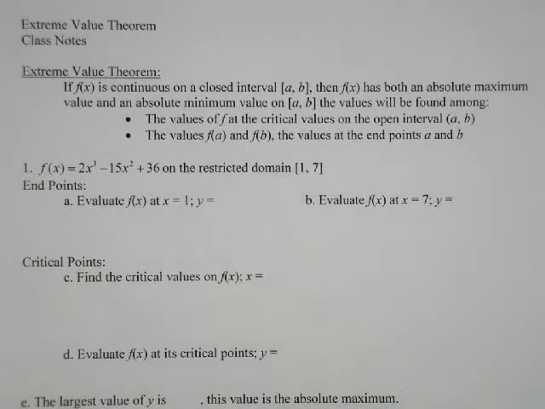Today we're going to talk about something called the extreme value theorem. So the extreme value theorem, as you see right here: if f of x is continuous, and that's very important, on the closed interval [a, b], then f of x has both an absolute maximum and an absolute minimum on [a, b], and you're going to find those either at the critical values on the interval or at the endpoints.